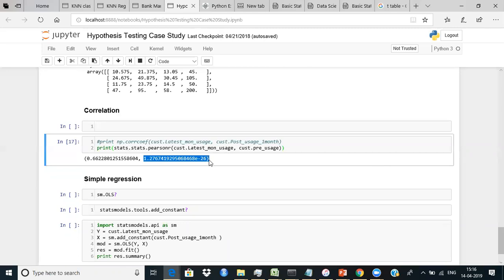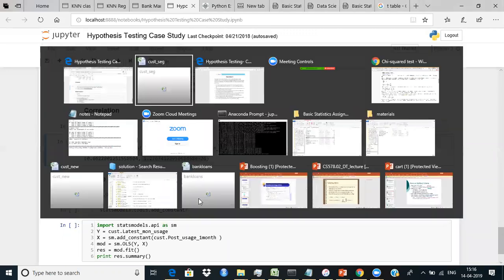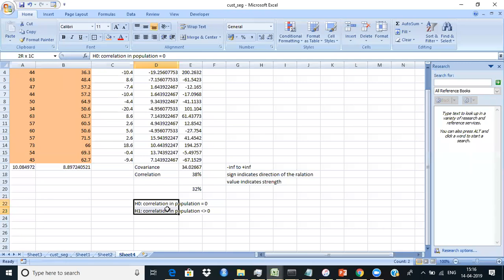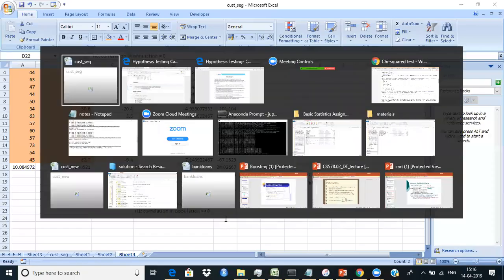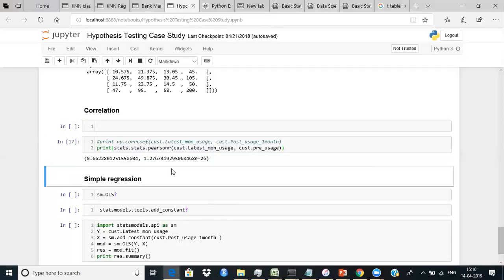So this p-value is less than 5%. So we should be rejecting our null hypothesis. Yes. That's what we have done, right? So null hypothesis is there is no correlation. Correlation is zero. Okay, so that means there is a relation. Okay. Got it. Yes. Okay. Clear?